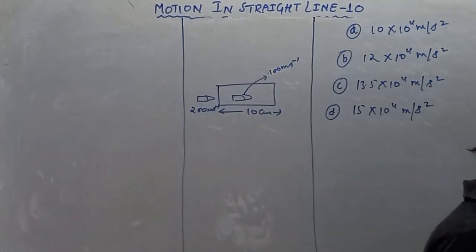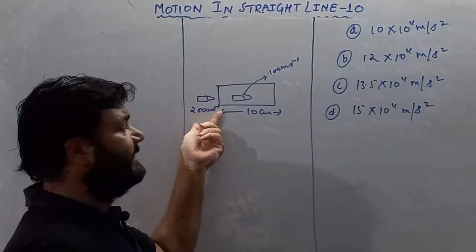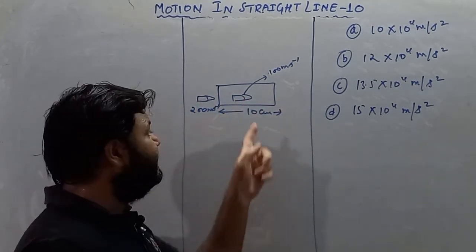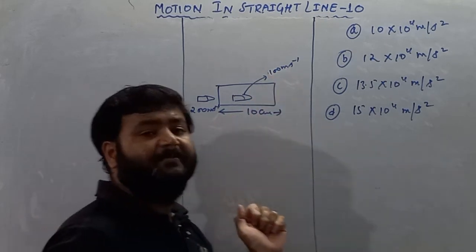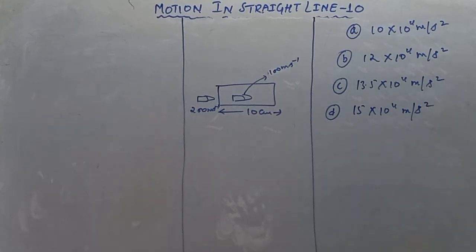They are asking the retardation. See here, velocity changes, initial velocity is 200 meter per second. Now if the bullet enters the wooden plank whose thickness is 10 centimeter, its velocity reduces and it will be 100 meter per second. Before entering the wooden plank, the velocity of the bullet is 200 meter per second. After entering the plank, its velocity becomes 100 meter per second. So it's as simple as this, that the velocity of the bullet is decreasing, or we can say velocity is changing. They are asking for retardation, my dear student.